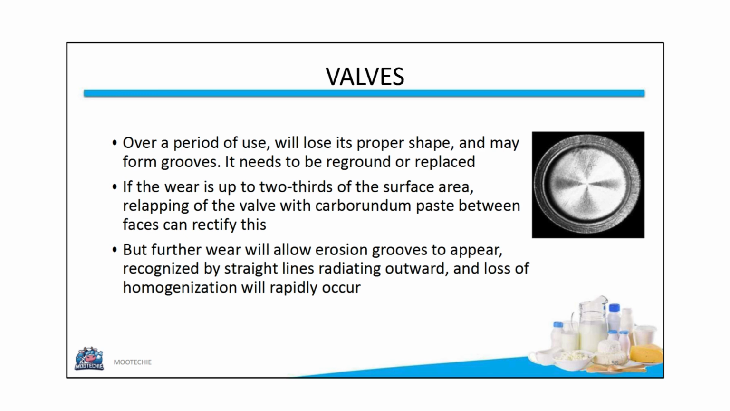The welds themselves will lose their proper shape over time and may form grooves. They need to be reground or replaced. If the wear is on up to 2/3 of the surface area, relapping the valve with a carborundum paste can rectify it. Further wear will cause deep erosion grooves, recognized by straight lines radiating outward, leading to a rapid loss of homogenization efficiency.